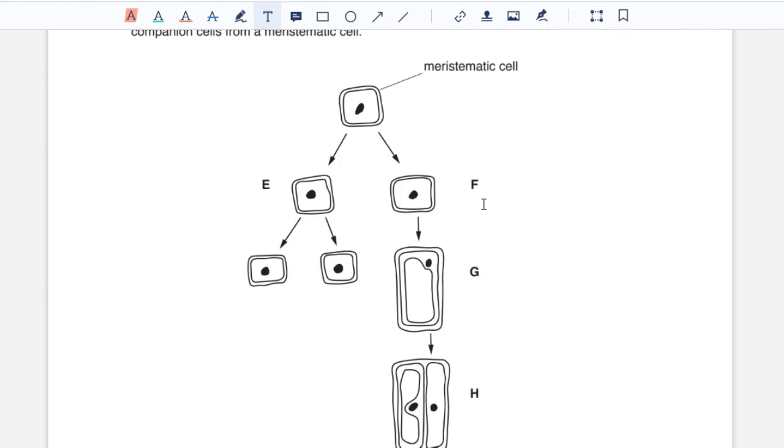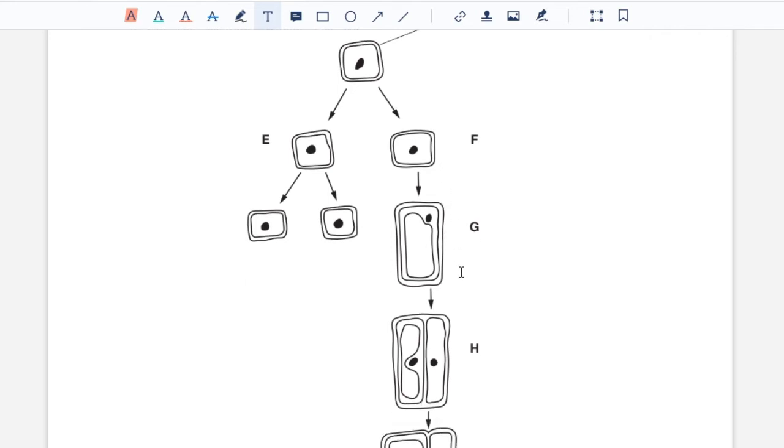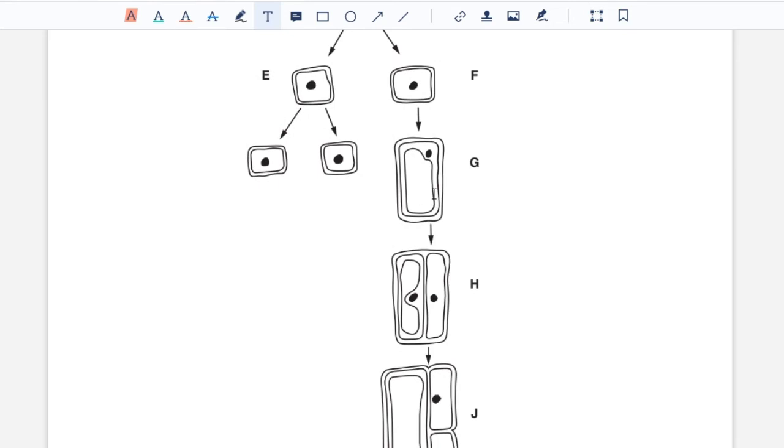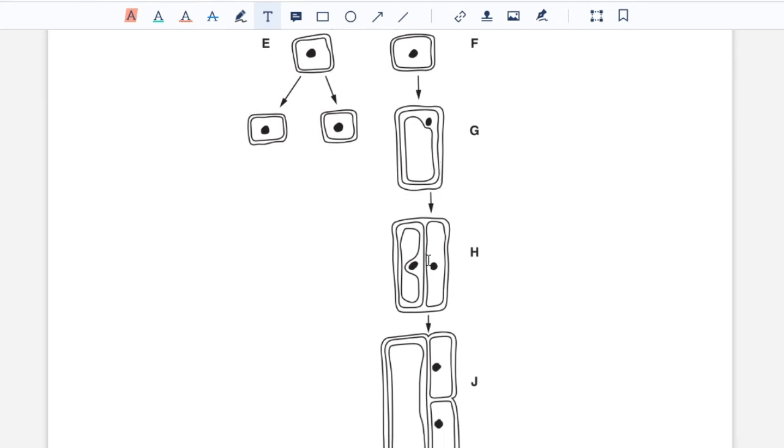Between F and G, so this is the meristematic cell, and this is the cell that is supposed to form the companion cell along with the phloem sieve tube element. Cell F elongates to form cell G, and F did not have any vacuole, which G does, so a vacuole forms between F and G. Following that, between G and H, the single cell divides to form two cells, one of which does not have a vacuole, which is going to form in the companion cell in the future.